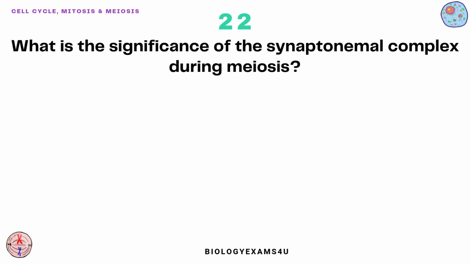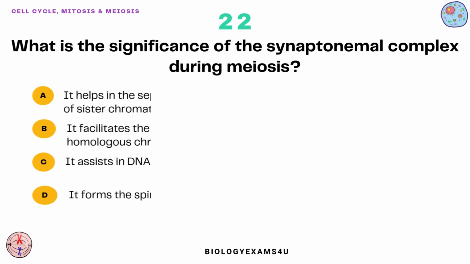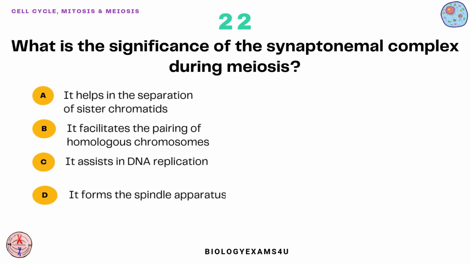Question number 22. What is the significance of the synaptonemal complex during meiosis? Options are A, it helps in the separation of sister chromatids. B, it facilitates the pairing of homologous chromosomes. C, it assists in DNA replication. D, it forms the spindle apparatus.